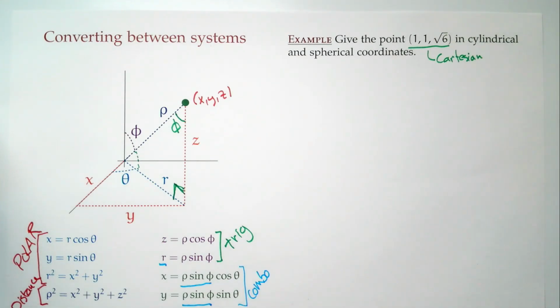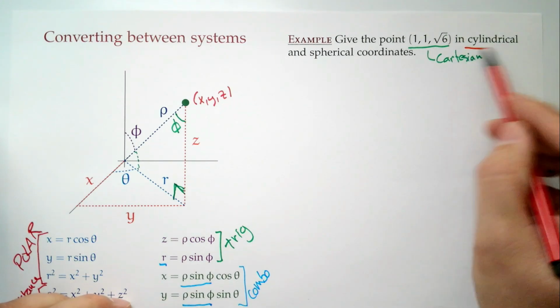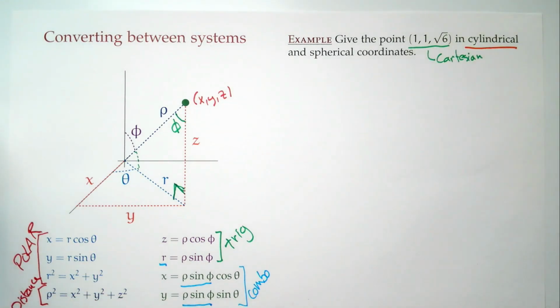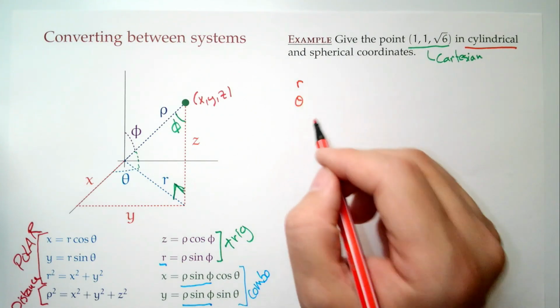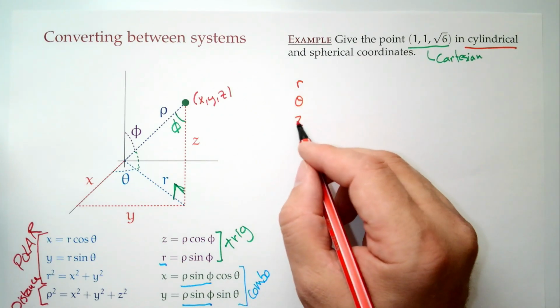Okay, so we're in our Cartesian coordinate system. 1, 1, root 6. All right, so what do we want to do? We want to change it to cylindrical, and we want to change it to spherical. Well, probably it's easier to start with cylindrical. Because with cylindrical, what do we need? We need r, we need theta, and we need z.